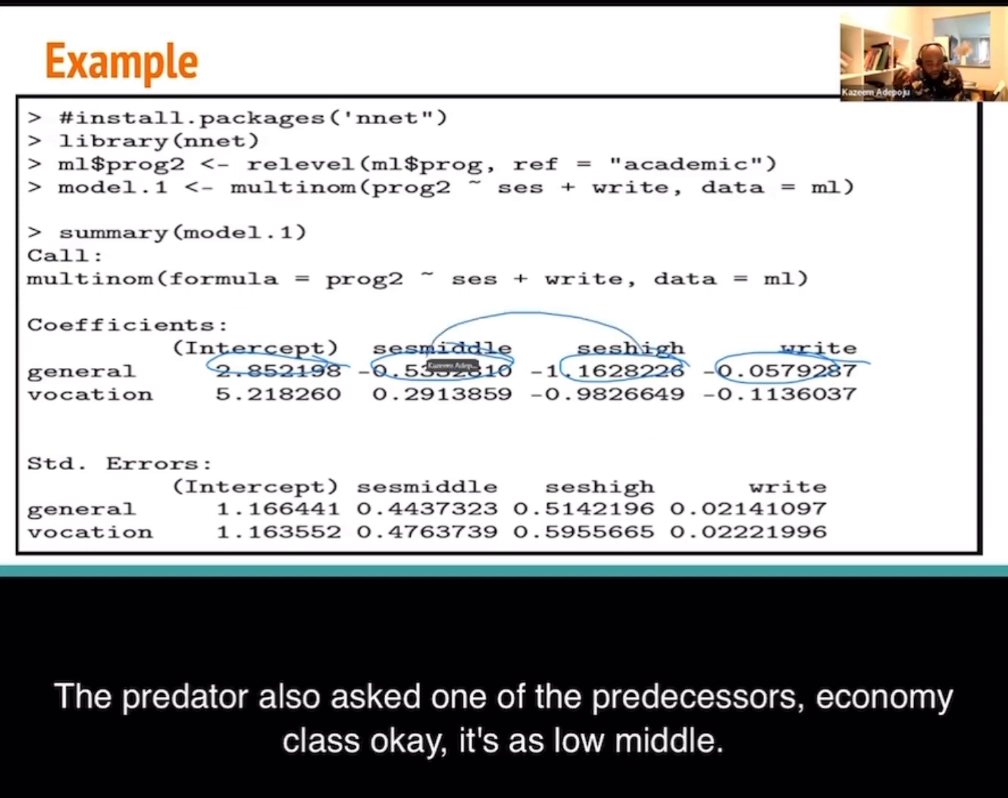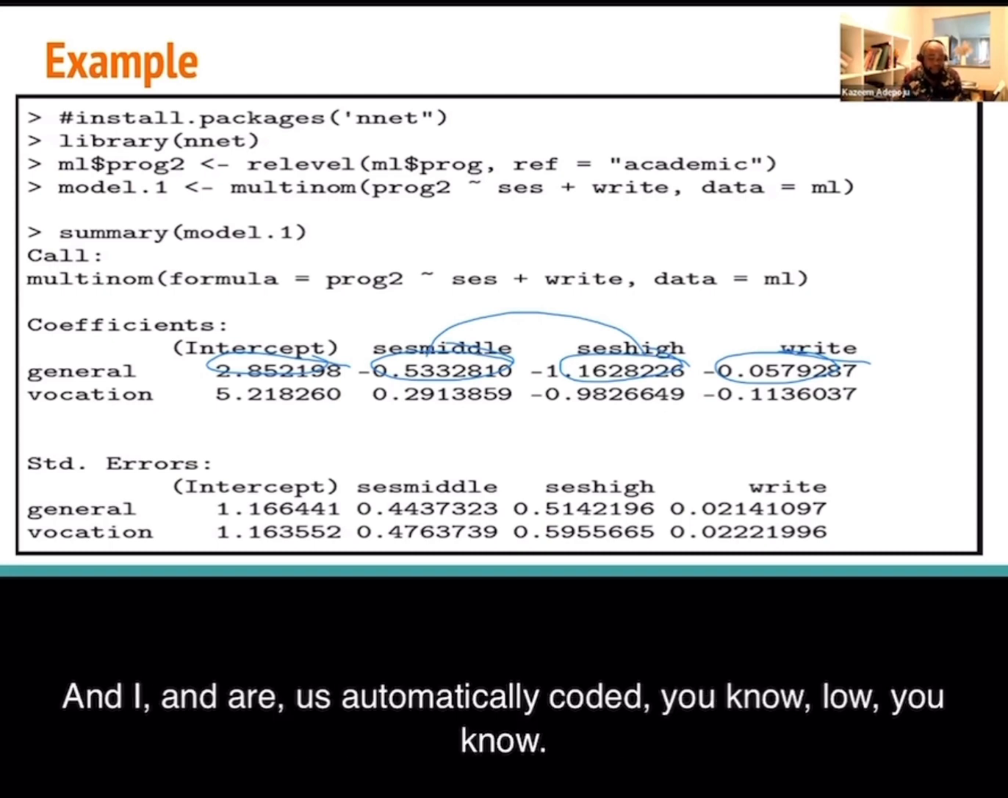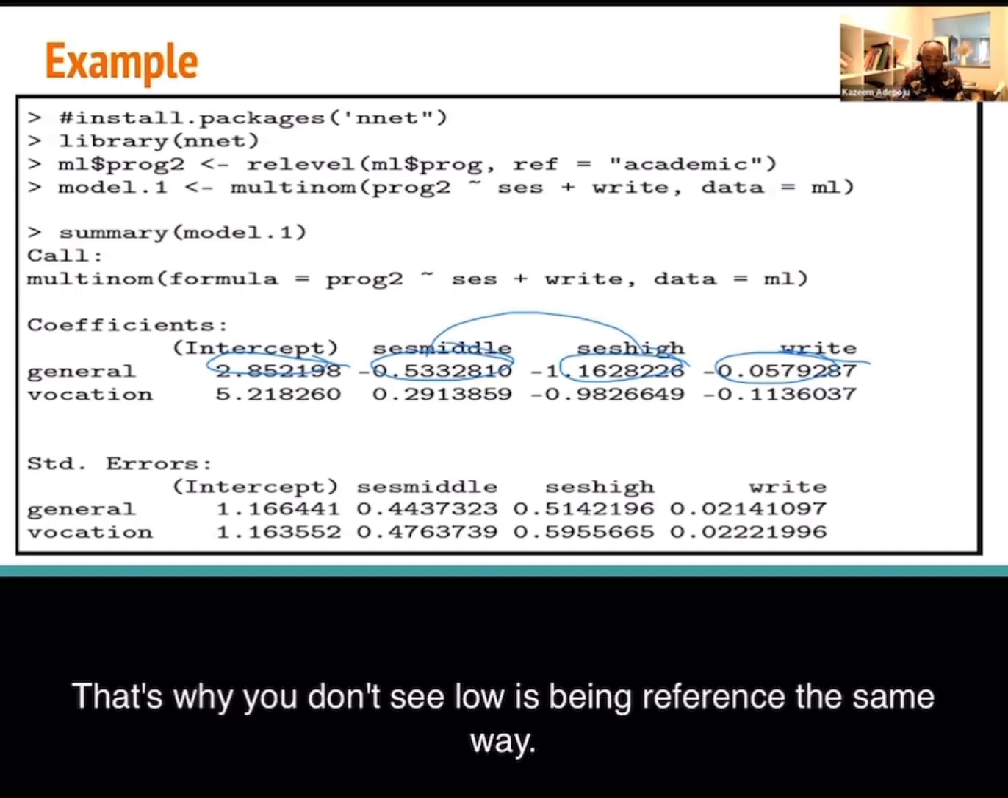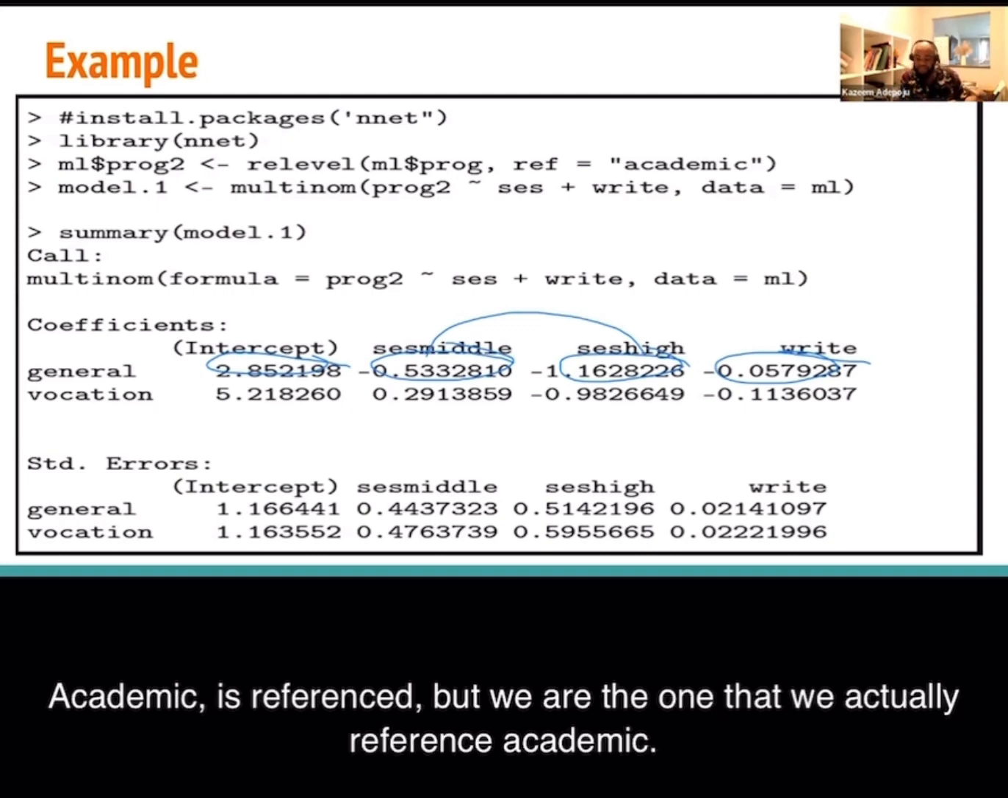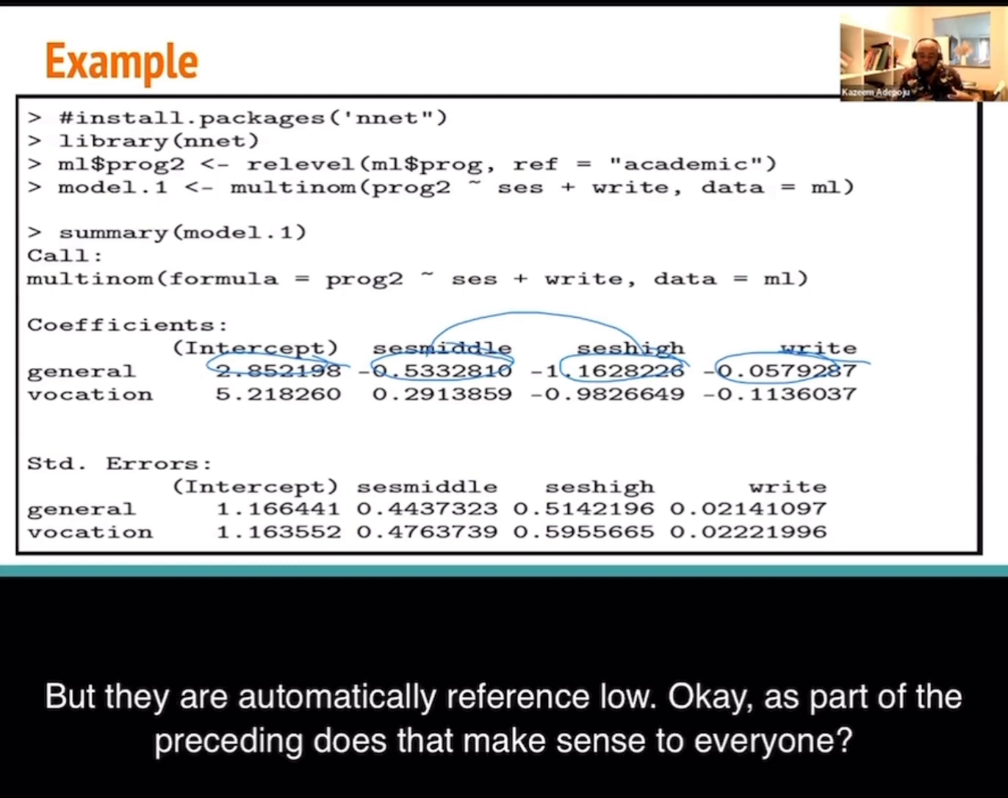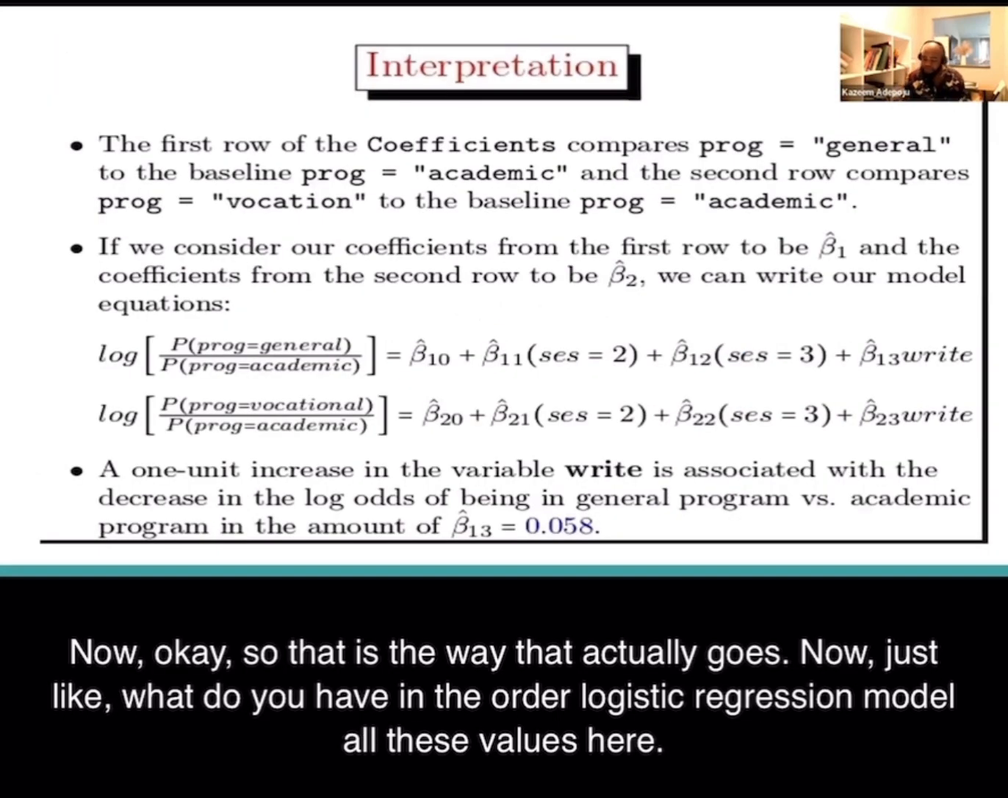The predictor, socioeconomic class, has three levels. It has low, middle, and high, and R has automatically coded low as 0. That's why you don't see low. Low is being referenced, the same way academic is referenced. But we are the ones that actually referenced academic, while R automatically referenced low as part of the predictor. Does that make sense to everyone now? Okay, so that is the way it goes.